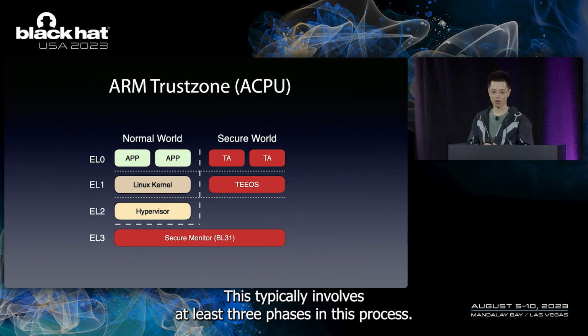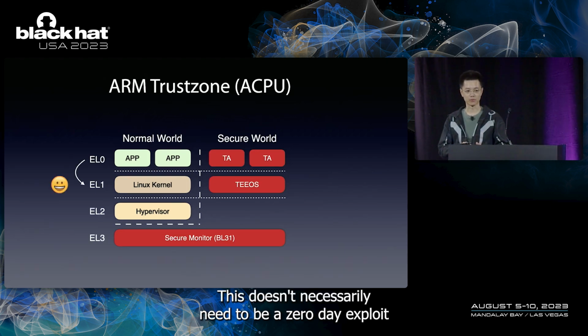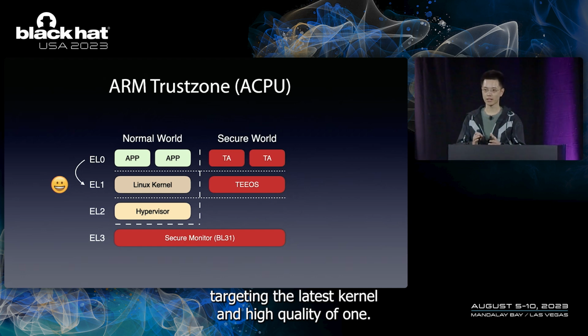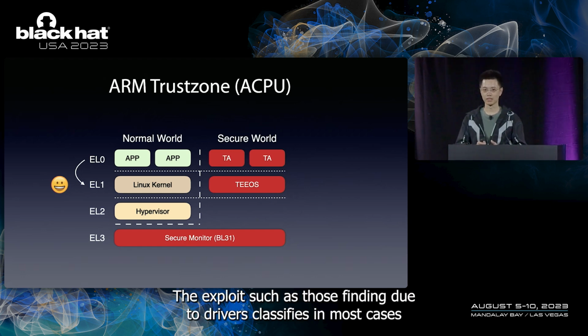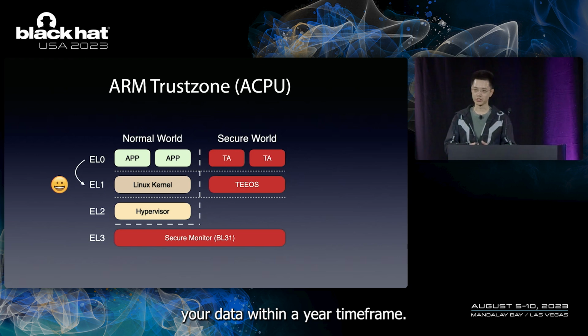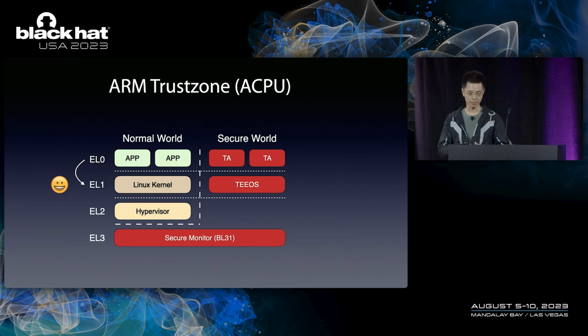This typically involves at least 3 phases in this process. First, we need a root exploit. This doesn't necessarily have to be a zero-day exploit targeting the latest kernel. Any high-quality one-day exploit, such as those targeting GPU drivers, could suffice in most cases. Usually, within a year's time frame, there is at least one feasible exploit available.